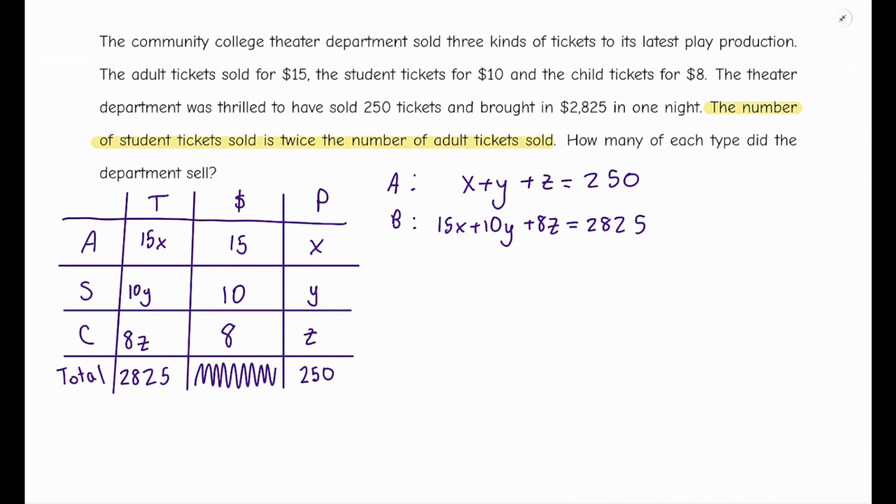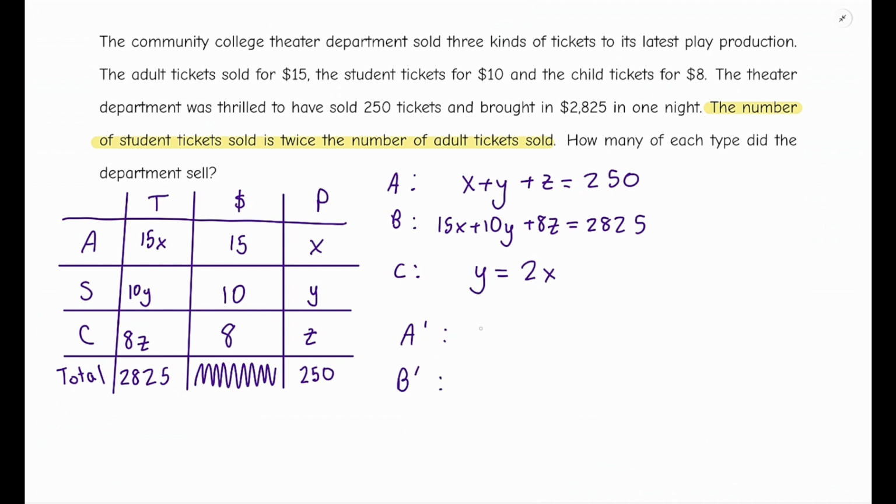So the number of student tickets sold, so student was y, is twice the number of adult tickets sold. So y equals 2x. Now, whenever you have an equation like this, it provides you a shortcut to solving these types of equations as well. Whenever you have one equation that is solved, like C is here, I can substitute that into the first two equations to get two new equations. So I'll call these A prime and B prime.